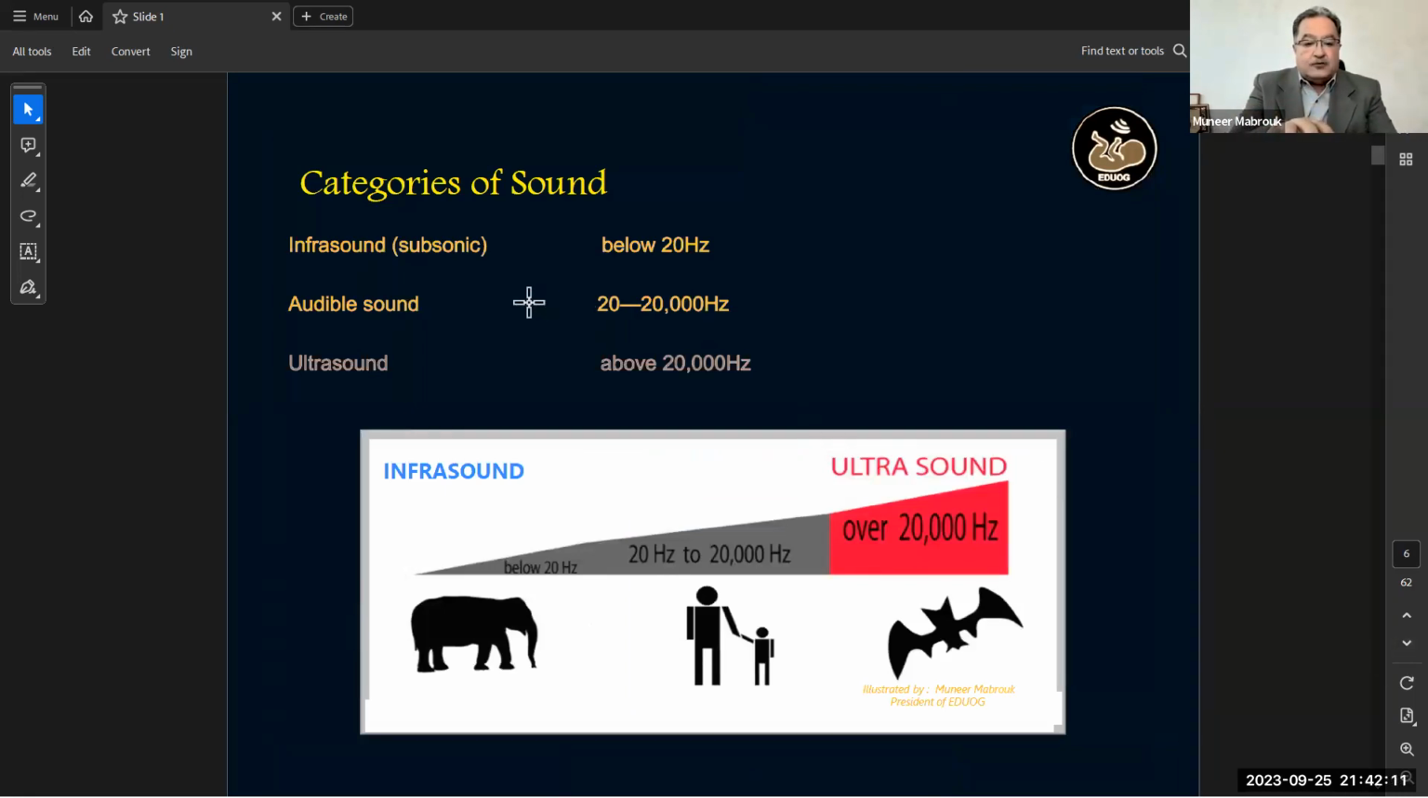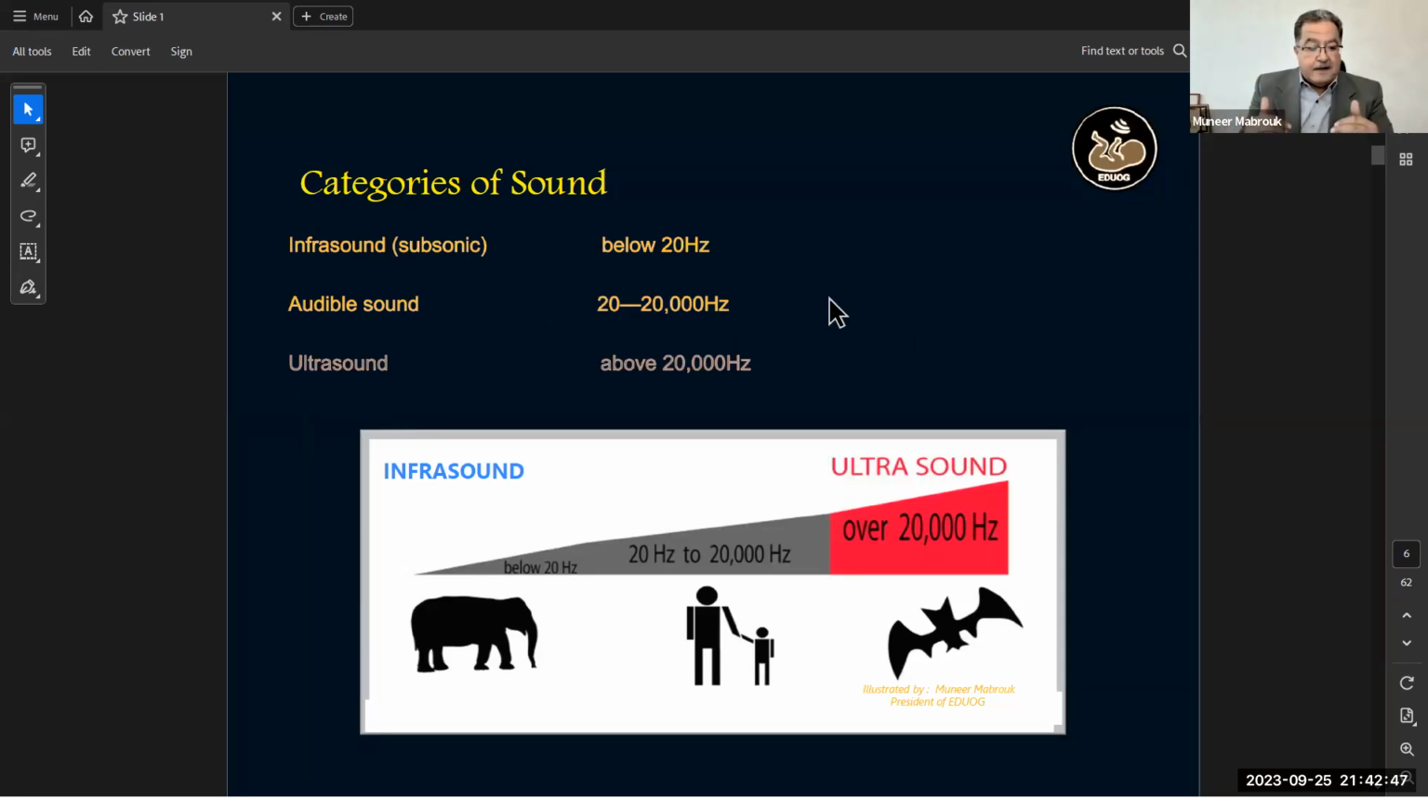Now, the audible sound for humankind is between 20 hertz and 20,000 hertz. What does hertz mean? It's the frequency. Each 1 hertz is 1 cycle per second. If it is 20 cycles per second to 20,000 cycles per second, it's audible. If it is less, you cannot hear it. If it is more, you cannot hear it.